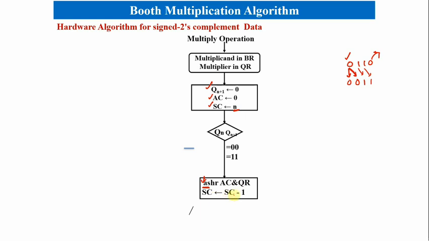After that, it has to perform a decrement of sequence. And if sequence becomes 0, it means the process is completed. The product is in AC and QR.